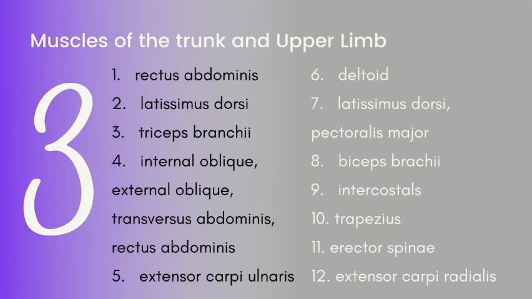Number 10, extends the head. So the answer is trapezius. It can be found in the occipital bone and all cervical and thoracic vertebrae. It can also raise, retract, and rotate the scapula. Number 11, extends the spine. It is erector spinae. Number 12, extends and abducts the wrist. That is extensor carpi radialis.